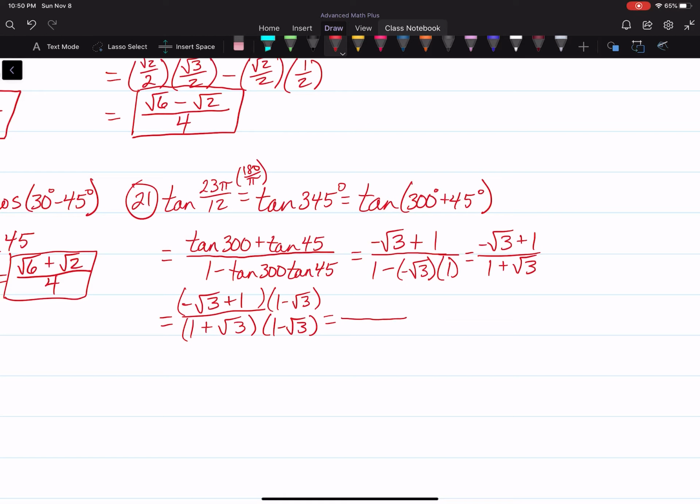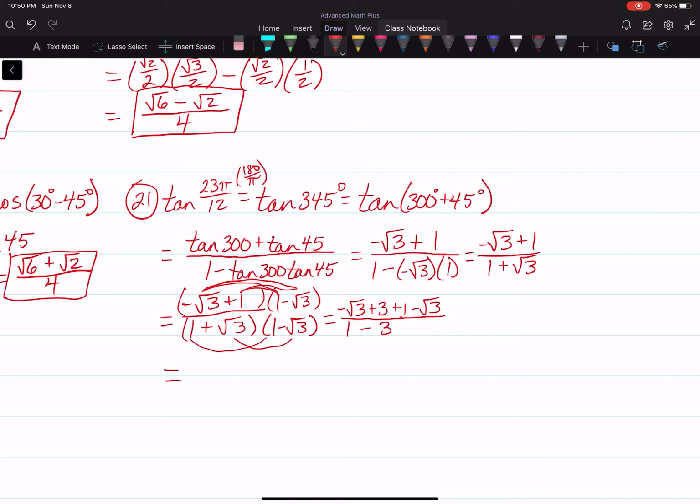So on the bottom, just do this. When you're doing the conjugate, you just have to do the first times the first, which would be 1, and the last times the last, which would be minus 3. On top, though, we have to multiply it all out. Negative square root of 3 times negative square root of 3 is positive 3. 1 times 1 is positive 1. And 1 times negative square root of 3 is negative square root of 3.